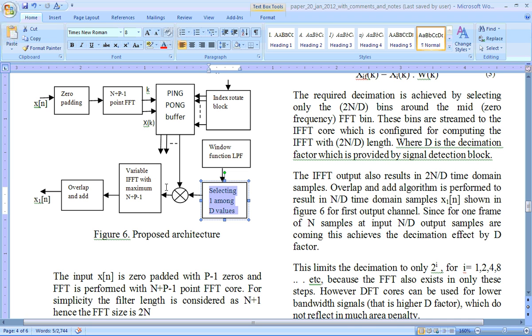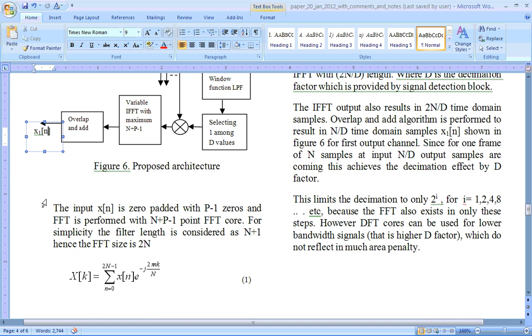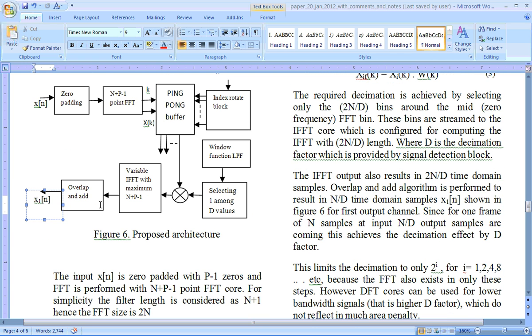After multiplication we perform IFFT. Then after IFFT we do overlap and add, and we get X1 here. We are calling it the sampling rate converted signal. The input and output both have memory.